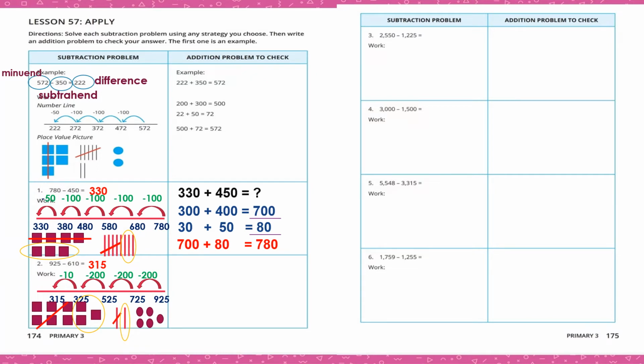To check your answer on the other side, make the difference plus the subtrahend. 315 plus 610, when you get 925, the difference is correct. By the same way, 300 plus 600 equals 900. 15 plus 10 equals 25. Make plus together. So the result is 925.